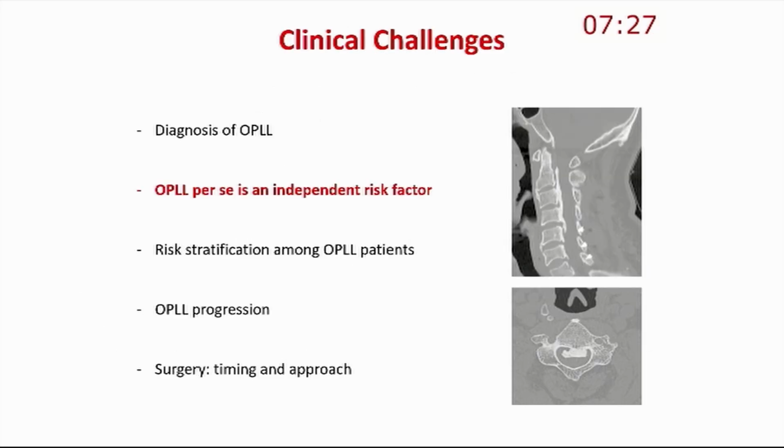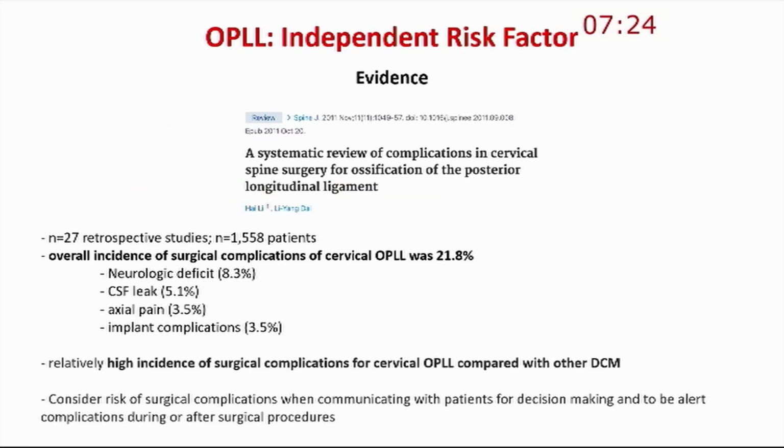The second factor is OPLL is per se an independent risk factor. In this study, a systematic review with more than 1,500 patients, the overall incidence of surgical complications in OPLL was slightly higher than 20%. So there is a high incidence of surgical complications with OPLL compared to other degenerative myelopathies. So you need to communicate with patients when making your decision and alert patients for complications when you do surgery on those patients.